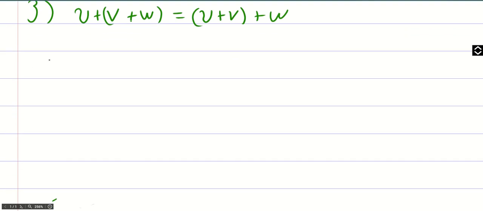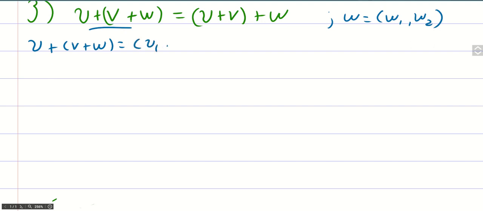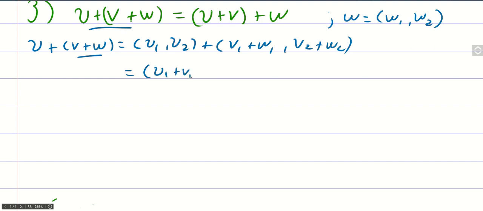Now let's see what happens with the associativity property. Here the vector w will be defined in a similar way, (w1, w2). So let's see what happens with the left hand side. So u plus (v plus w) is just (u1, u2) plus the sum of these two vectors, which will be (v1 plus w1, v2 plus w2). And then we sum these vectors. So we have (u1 plus v1 plus w1, u2 plus v2 plus w2).